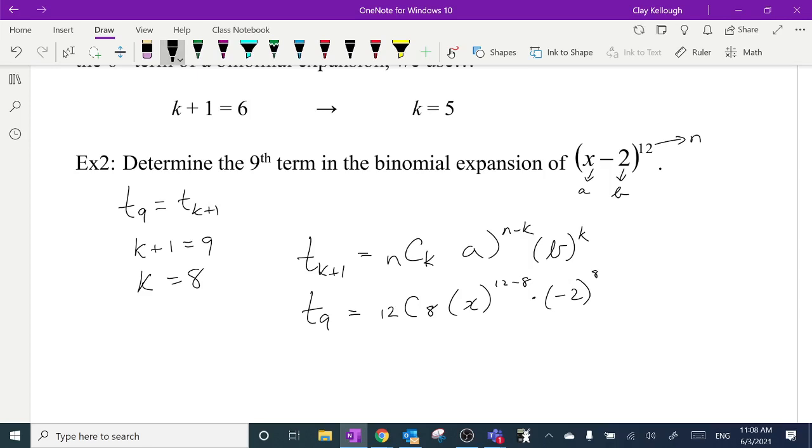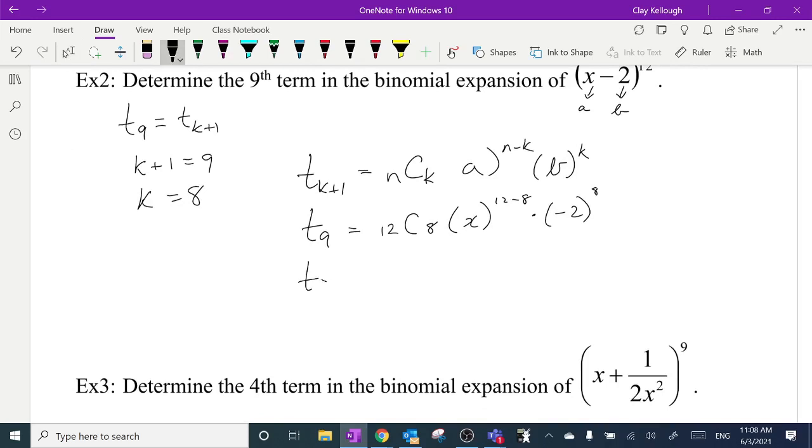Okay. All right, let's work this out. So the ninth term is going to be 12 choose 8, which is 495. I punched that in the calculator already. And 12 minus 8 is 4, so that's x to the power of 4. And negative 2 to the power of 8 is positive 256. So T9, the ninth term of this expression, multiply those, you're going to need a calculator for this, obviously. It's 126,720 x to the power of 4.